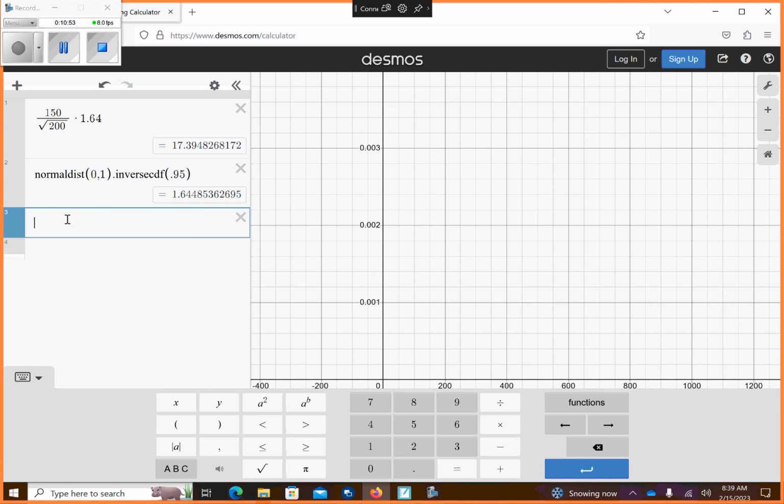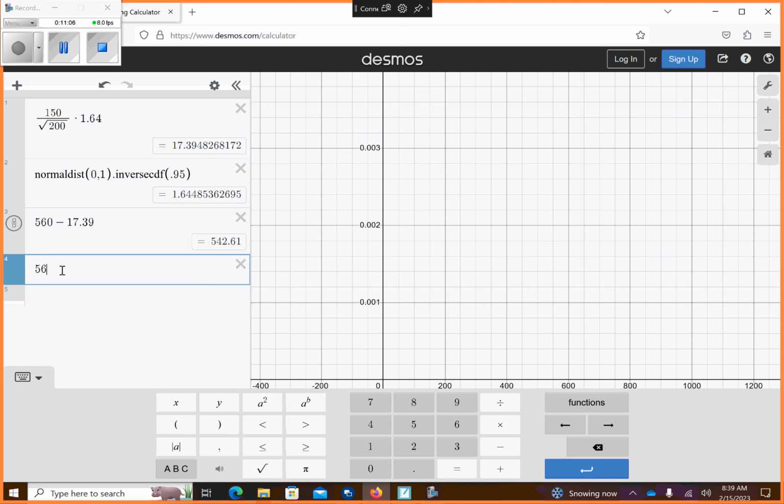So if I go 560 minus 17.39, and if I go 560 plus that, so if we do a confidence interval, then we're going to go from 542.61 roughly to 577.45. Explain the change in the confidence interval.